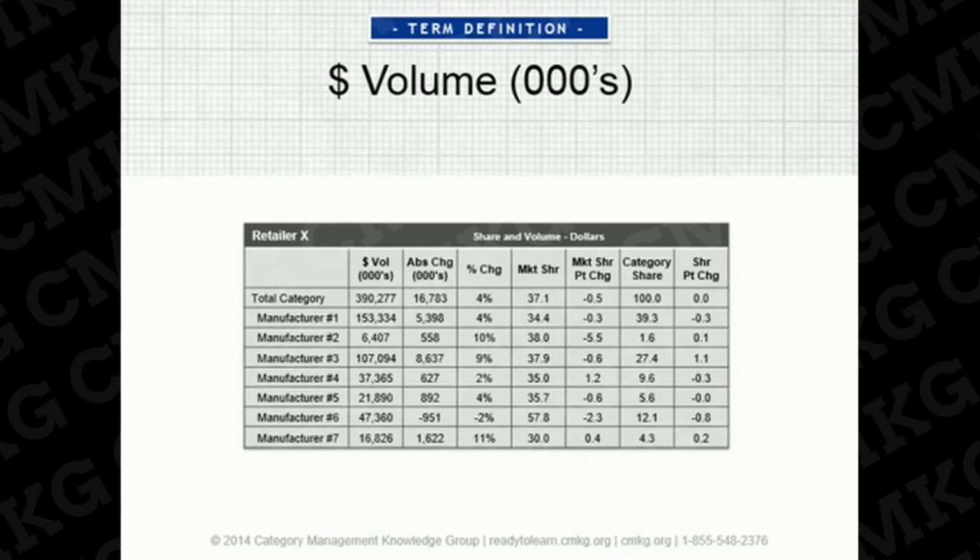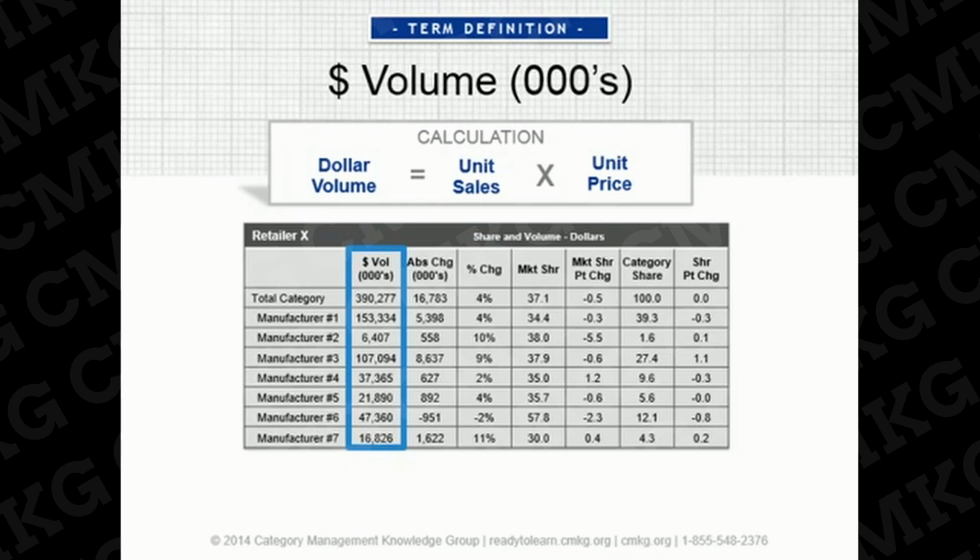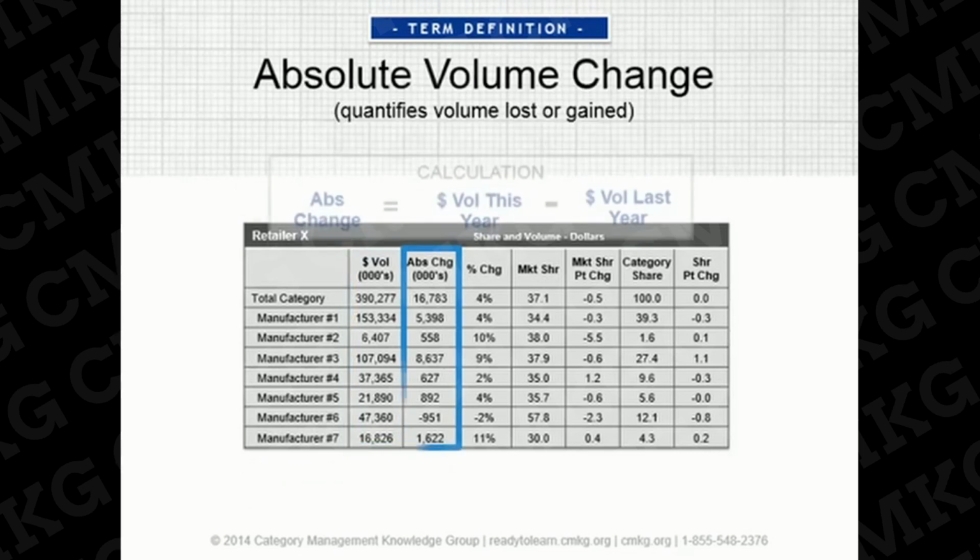Now let's review the calculations for some key measures. Dollar volume is the basic calculation of unit sales multiplied by unit price to equal the total dollars. This category represents $390 million in sales at retailer X. You can compare across manufacturers to see who has the largest dollar volume in the category.